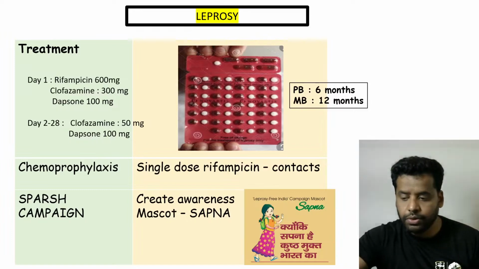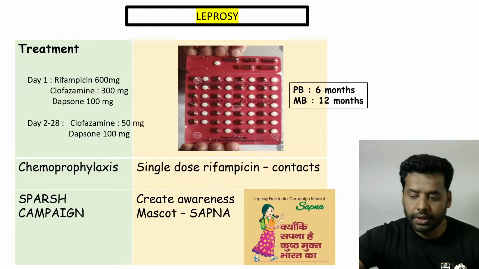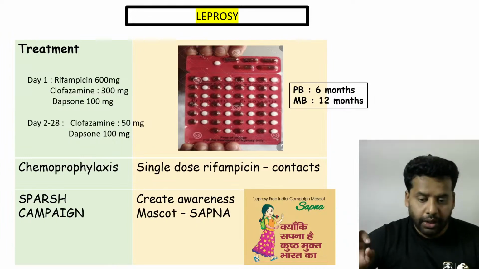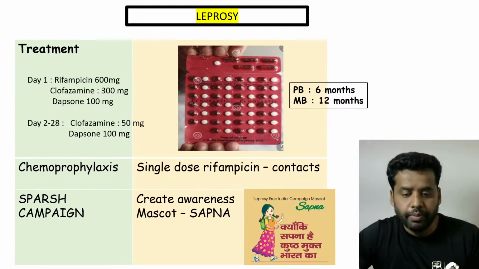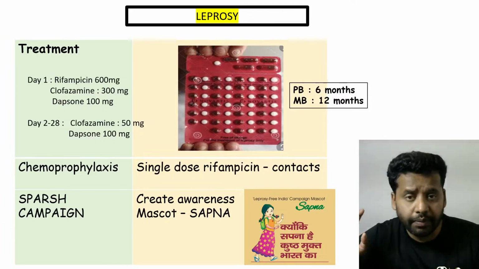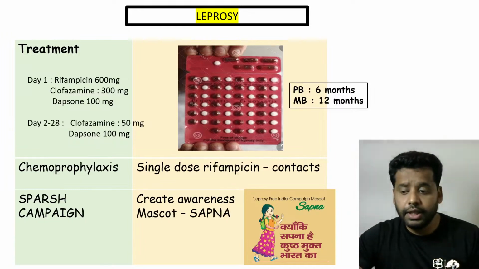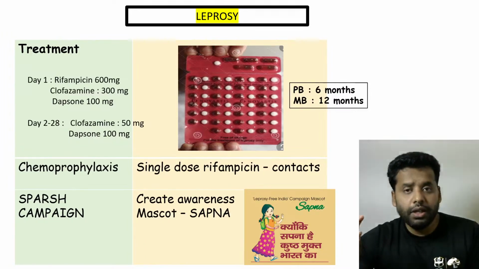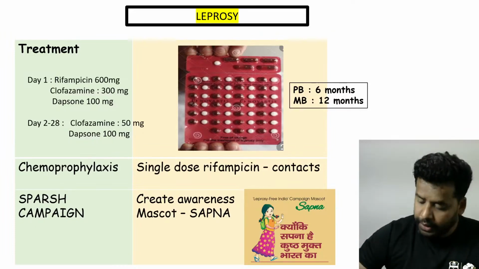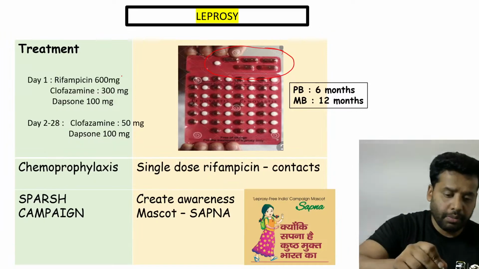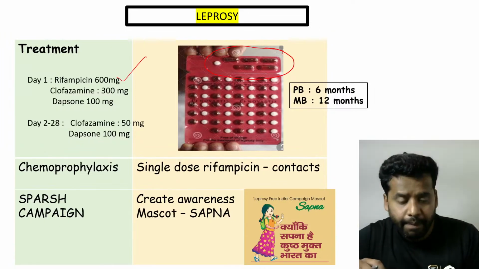Paucibacillary leprosy, we use treatment for 6 months. Multibacillary, we are using treatment for 12 months. The drug used is the same for both. On day 1 we are using RCD. What is RCD? Rifampicin, clofazimine, dapsone. The patient on day 1 will get RCD. Rifampicin dose is important, 600 mg.